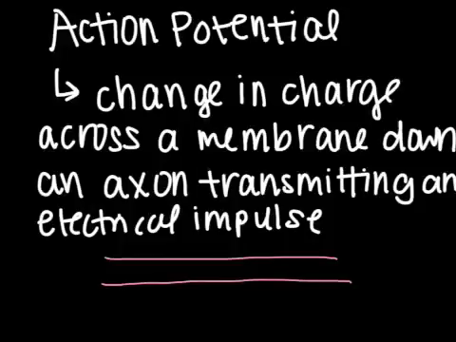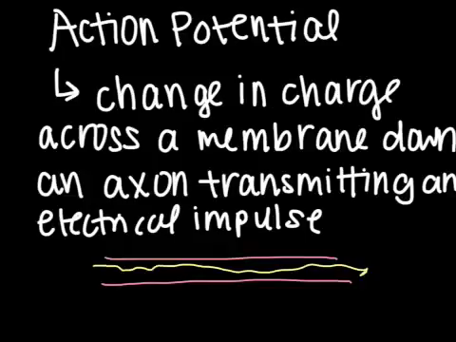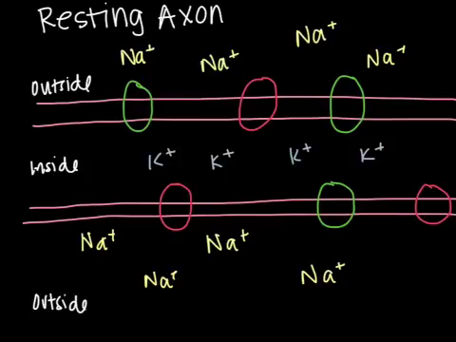An action potential is when there is a change in charge across a membrane down an axon, transmitting an electrical impulse. This is what a neuron looks like in resting potential.